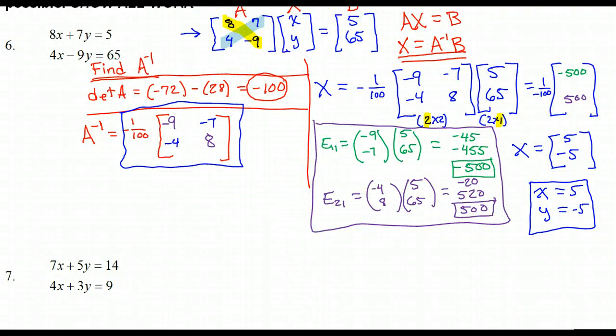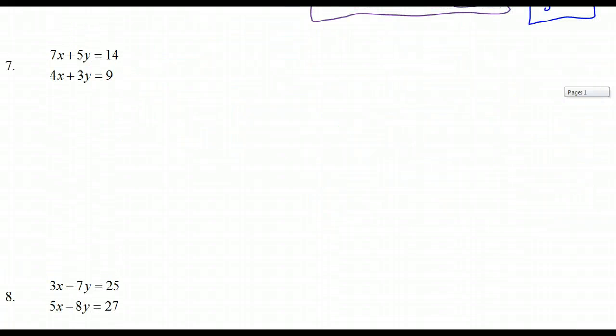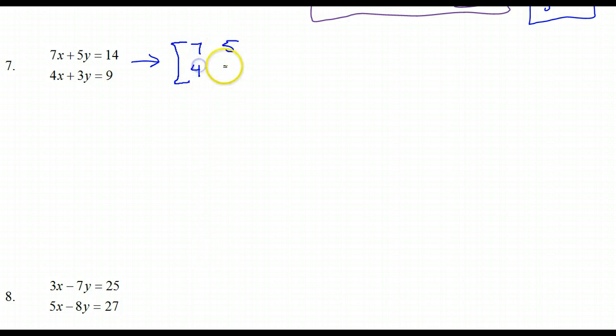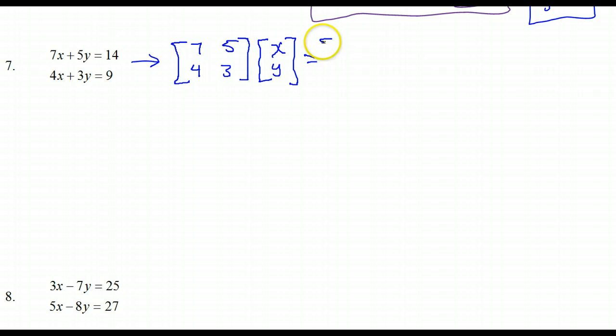Alright, let's move on to number 7. Alright, once again, the first thing we need to do is create a matrix equation. So this is going to be 7 and 5 and 4 and 3. That is the coefficient matrix. And then we'll have x and y. And that's going to equal 14 and 9. Alright, so what we have here is A times X equals B.